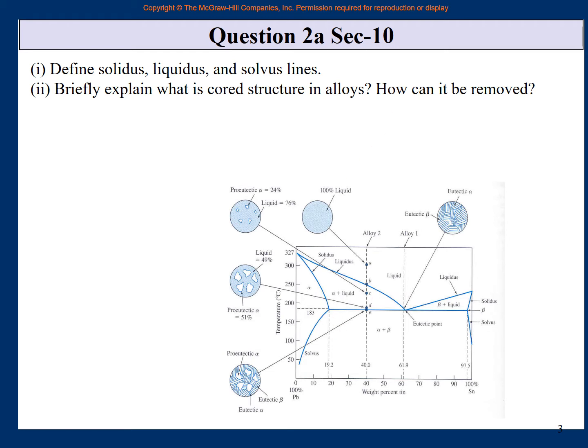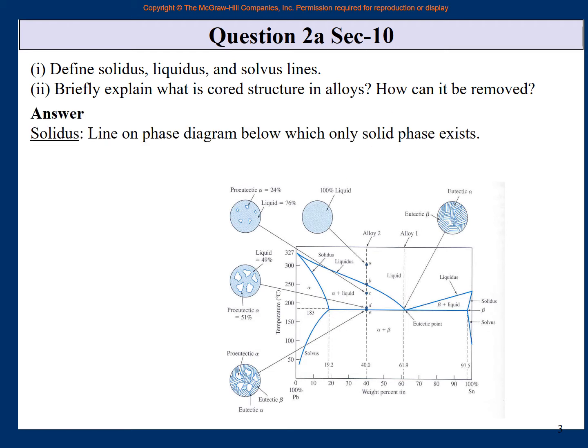And if you want to write the definition properly, then solidus is the line on the phase diagram below which only the solid phase exists. So if this is solidus, then below it is only the solid phase. Above it is solid plus liquid. So a very good definition of solidus: line on the phase diagram below which only the solid phase exists.